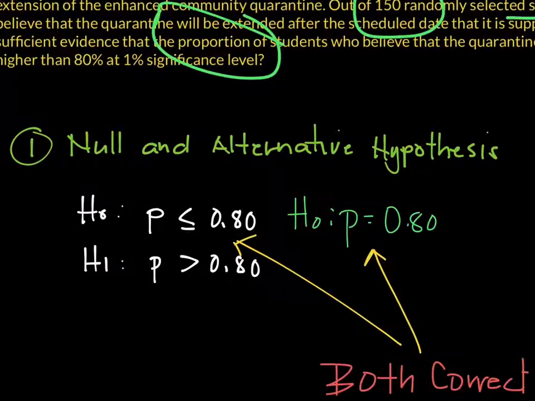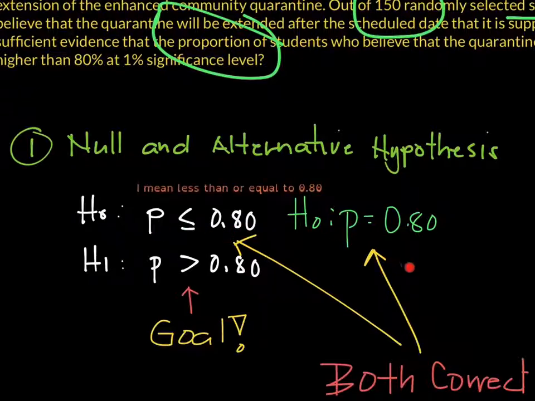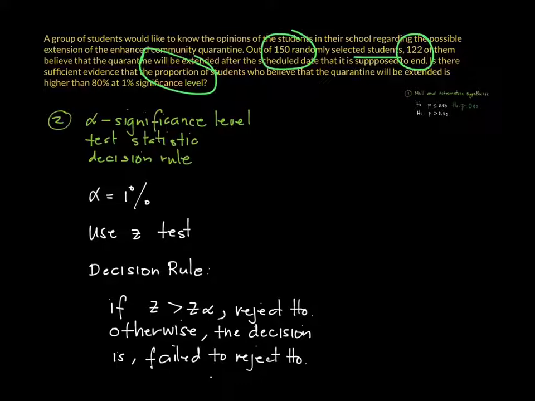Okay? But just take note that our goal here is that we need to find evidence to support the claim that the proportion is higher than 80%. And that's the only goal. Otherwise, either of these two is correct: it is less than or equal to 0.80, or it is equal to 0.80. But saying that it is greater than 0.80 can be valid or invalid depending on the evidence that we can have. Okay? So that's for step number 1. Then we go to step number 2.